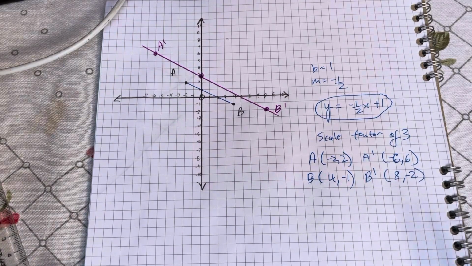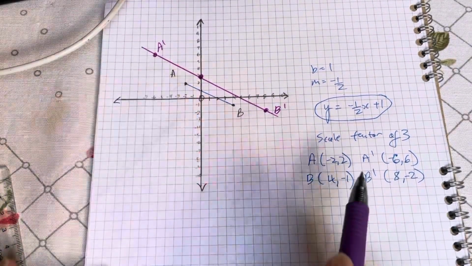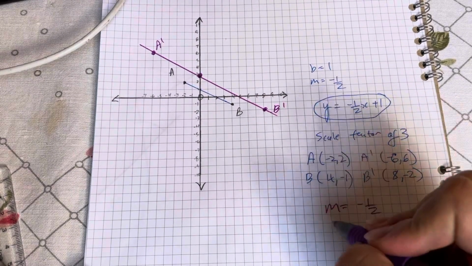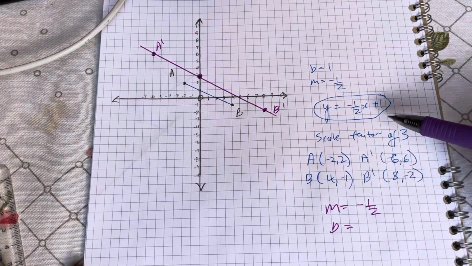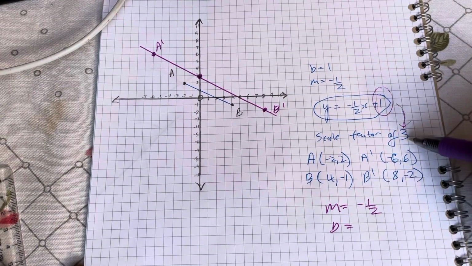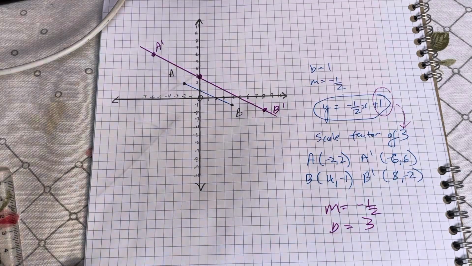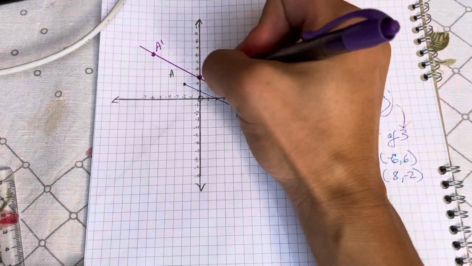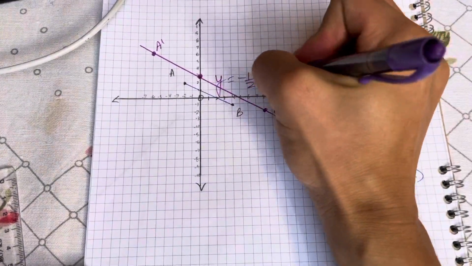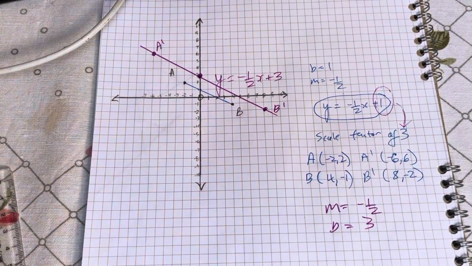And so what would the new equation of this line be? Well, it has the same slope, so m is equal to negative 1/2. But now the b value has been multiplied. The 1 has changed; it has been multiplied by a scale factor of 3, so it's 3. So the new equation of this purple line is simply y is equal to negative 1/2 x plus 3, okay? So that's the main idea.